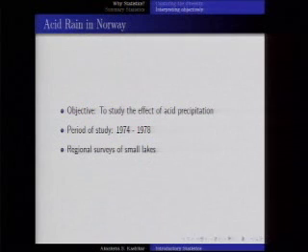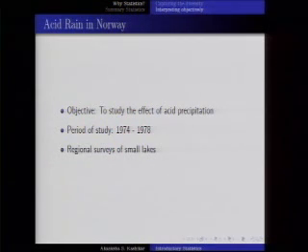Next example is acid rain in Norway. Here the objective was to study the precipitation, if there is any acid precipitation, any acid rain. Most of the time we keep hearing stories about pollution and all. If there is pollution, then we know that there is acid rain and so on. So I need to measure the amounts of acids in my rainwater and decide whether there is actually pollution.